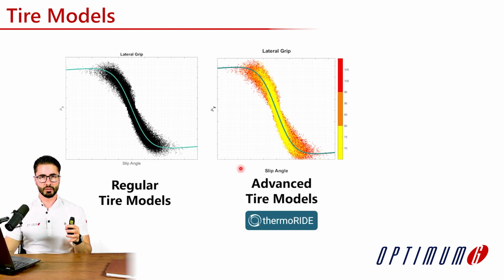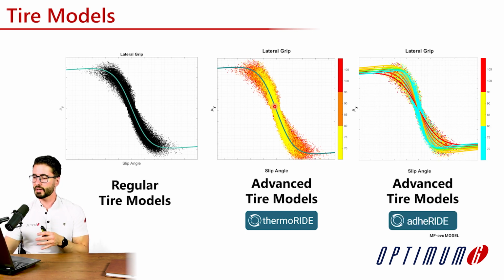If we use advanced tire models, in this example Thermal Ride from MegaRide, we are able to calculate tire temperature. So now we can see that the data points are colored by temperature, and we can clearly see that the temperature is influencing the cornering stiffness and also peak grip. So now that we have a way to calculate tire temperatures, we also need a way to make these temperatures influence the tire behavior that you are seeing. For that, in this example, we are using AddyRide. You can see that now for different temperatures, we have different cornering stiffness and also different peak grip. So by using advanced tire models, we're able to take temperature into account in the tire response analysis.